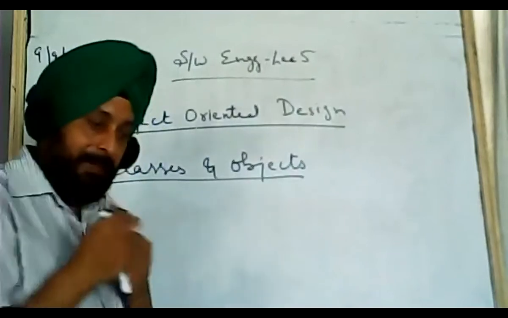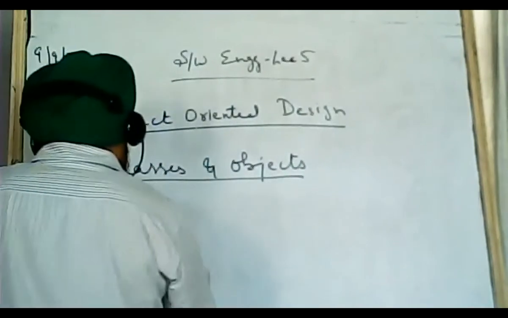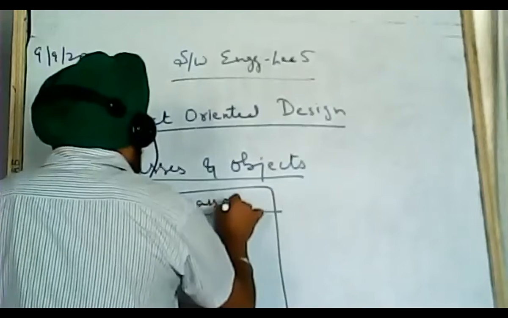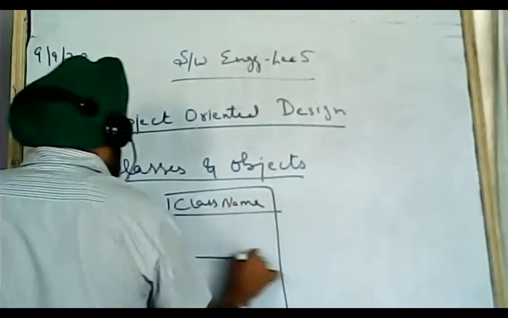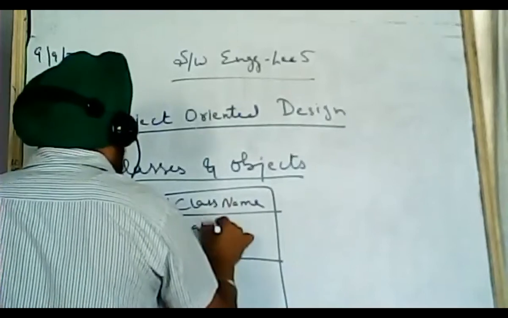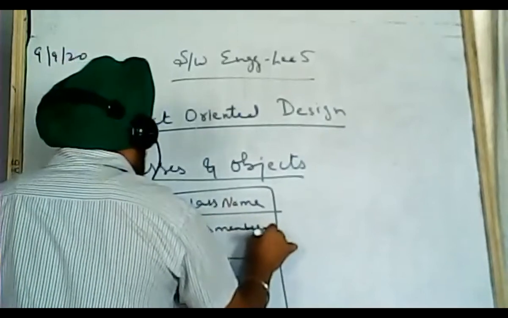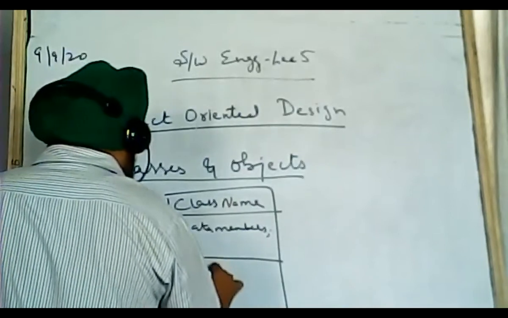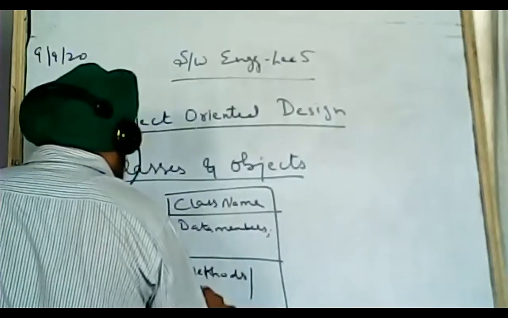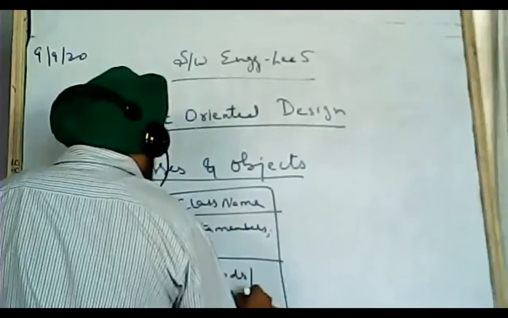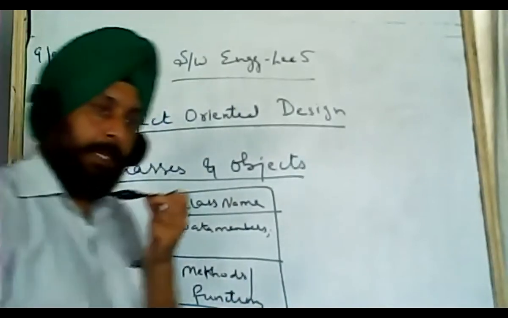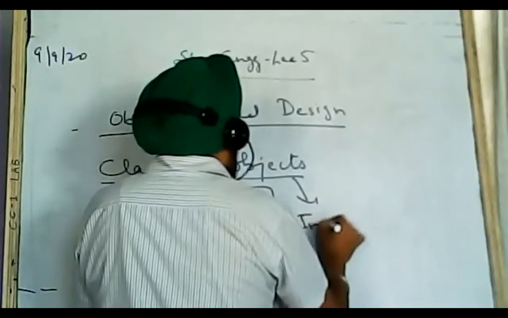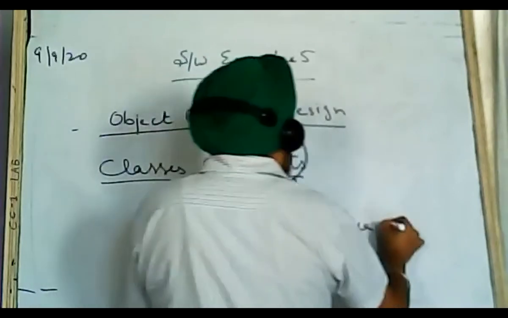So what does a class comprise of? A class comprises of the class name, then data members, and the methods or functions. Now, what is an object? Object is an instance of a class. What is an object? Object is an instance of a class.